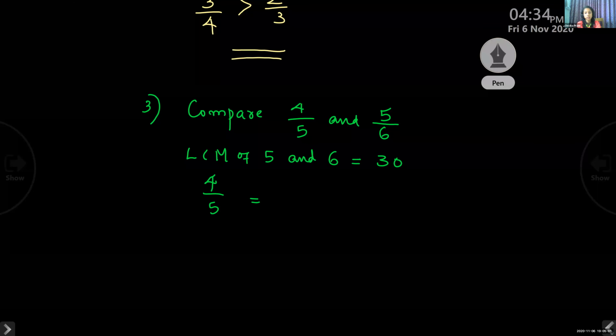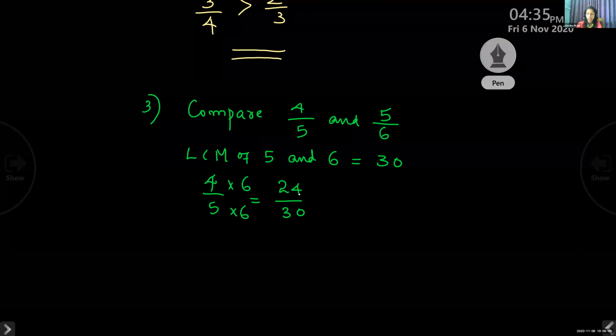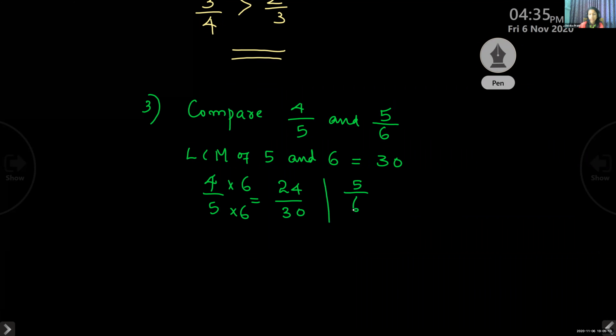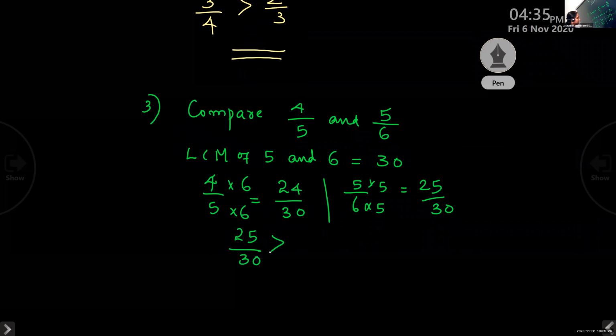So 4 by 5 into 6 gives 24 by 30. We multiply the same number with the numerators. Next one is 5 by 6, into 5, so 25 by 30. Then 25 by 30 is greater than 24 by 30.